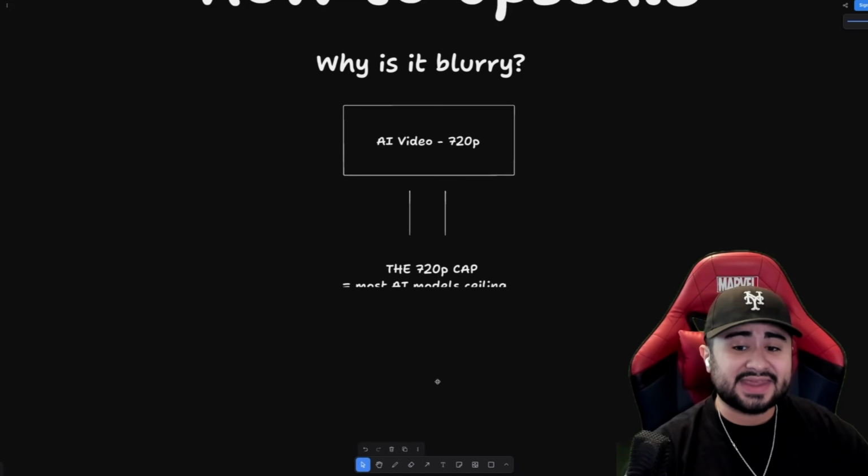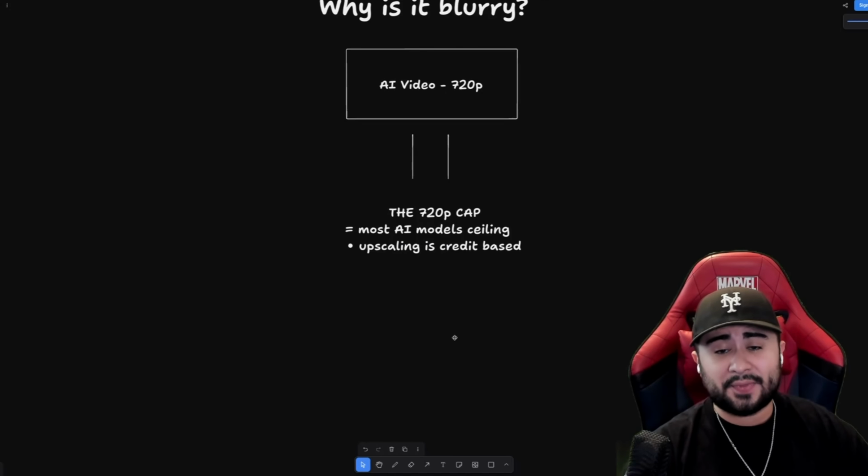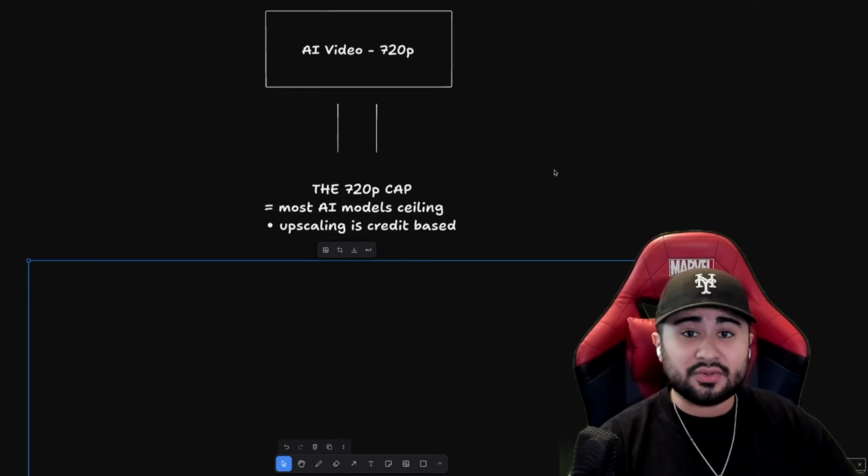Thing is that they cap off at 720p. So that is a ceiling for most of these models. And the only way to upscale it right now is all credit-based systems. Now what that means for you is that since the cap for your actual AI video is 720p, to make it 1080p or even higher quality if you wanted that, you would have to go out of your way to spend more money on credits, and you could potentially burn a lot of money, especially if you're using something like Higgsfield. We've covered on the channel before.